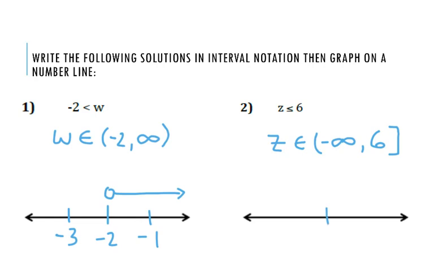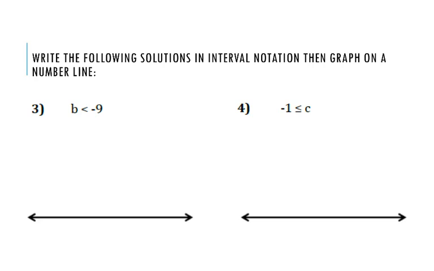To graph it, we mark 6 on our number line. 1 above is 7, 1 below is 5. We're going to actually have a closed circle here, since it's a bracket on the 6, or it's a less than or equal to, and our arrow goes left to negative infinity.